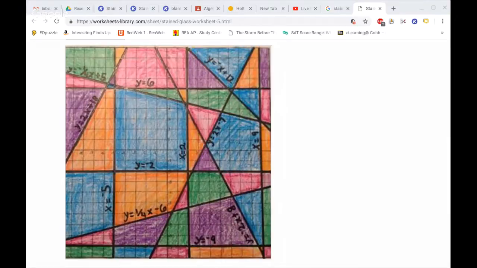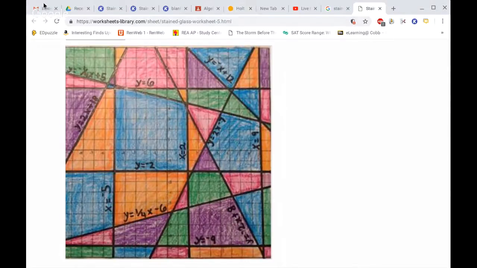This one has some of the smaller triangles. They didn't have them write the lines on there, like the equations of the lines. So that's why I'm trying so hard to find one where they actually had to write the equations of the lines. A lot of people do this. And there's no color pattern that we have to have, right? No, it's supposed to be like a mosaic, I guess you would say.